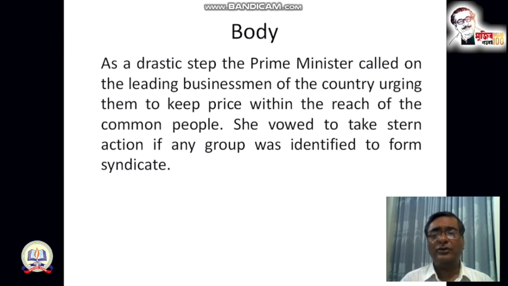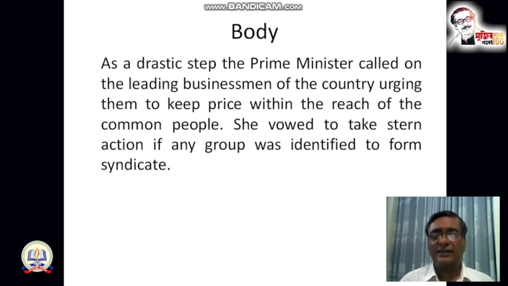Now, she vowed to take stern action if any group was identified to form a syndicate. She also warned the people who make syndicates and raise the price of different essentials. She said that if there was any initiative to create a syndicate and increase the price of daily necessary things or essentials, then stern or tough actions will be taken against them. So this is how you can also conclude the report on price hike.